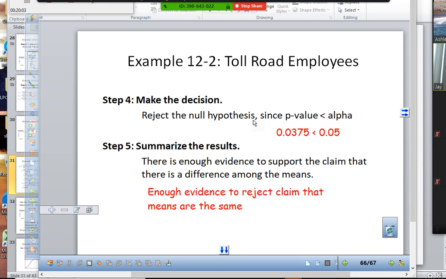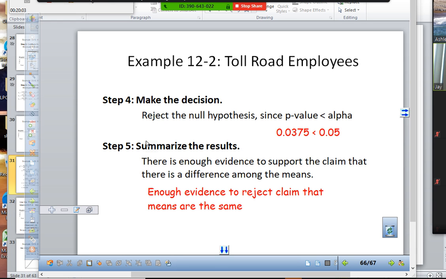There's no picture for this either, right? This is the last one, and it's the only one that has no picture. No picture on this one because we don't have a critical value. All we have is alpha. But you do have to give a reason. Since the p-value is less than alpha, and give me the numbers, 0.0375 is less than 0.05, reject the null hypothesis.